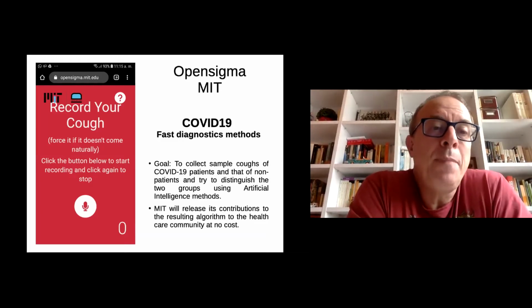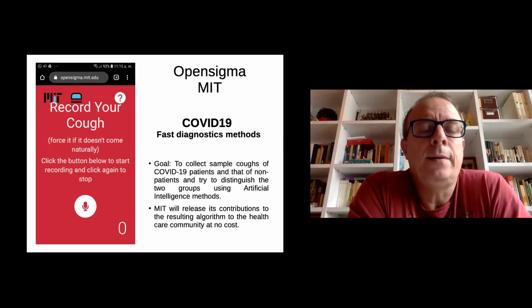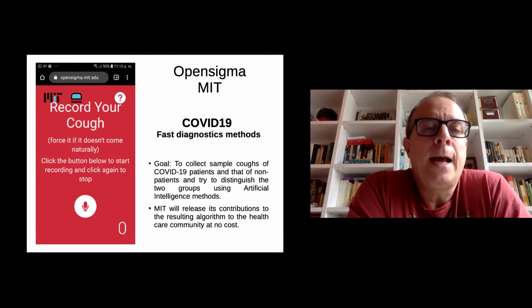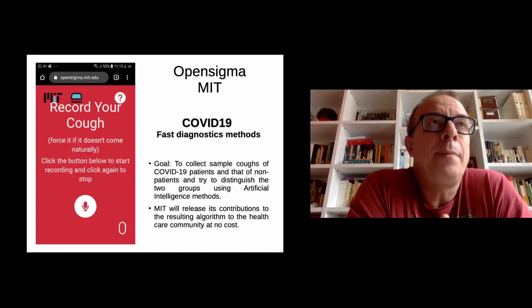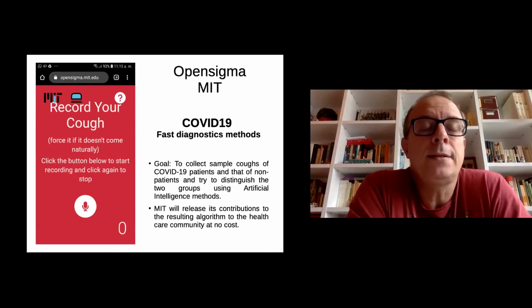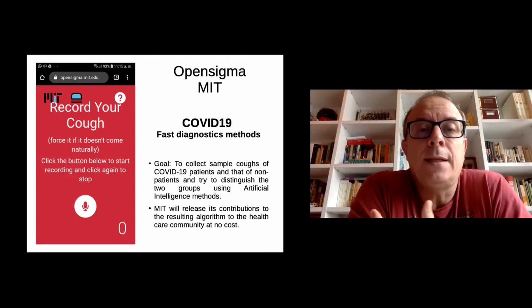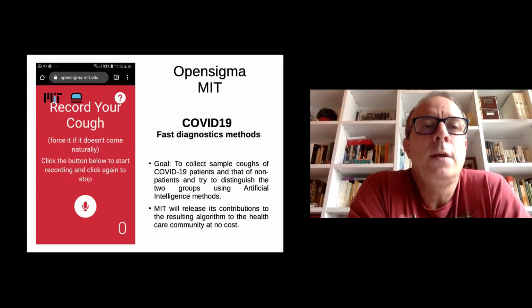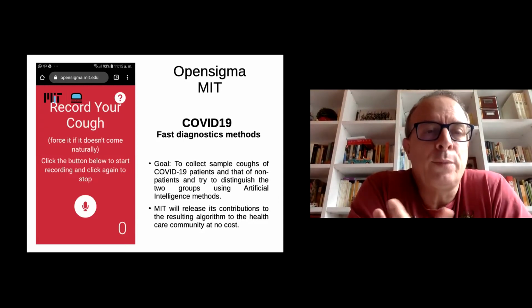This creates a big amount of data, and then by applying some artificial intelligence methods, they think that in the end they could create a system that can tell you the confidence with which you have been infected or not. Obviously they need a lot of records to do that, which means they need huge participation of the people. So all of you are invited to participate and to spread that.